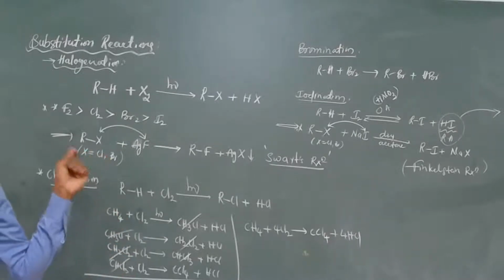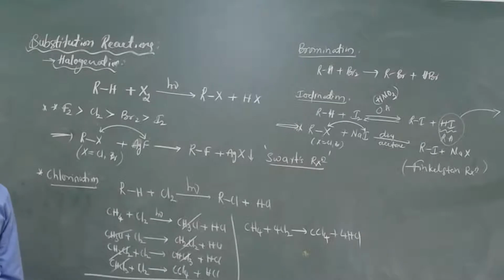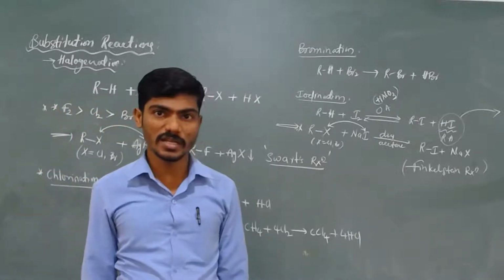Named reactions so far: Finkelstein and Swarts reactions. Also in preparation of alkanes, the Wurtz reaction, the Frankland reaction, Kolbe electrolysis, and the Sabatier-Senderens reaction, which uses nickel at high temperature for preparation of alkanes from alkenes. Note these names.